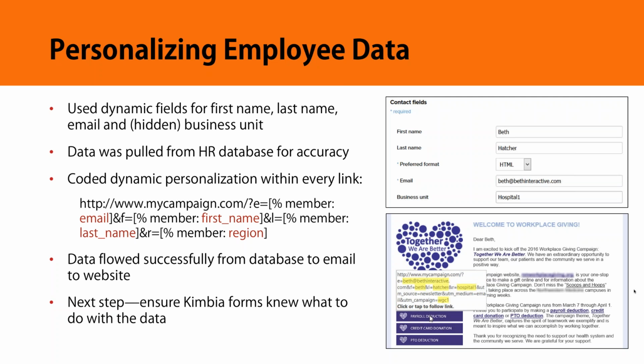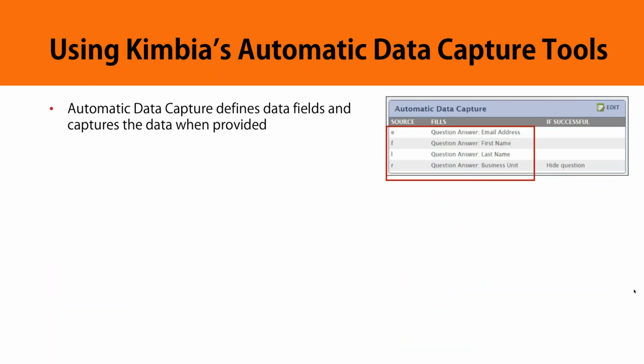But the next step for pre-filling is to make sure that Kimbia's forms know what to do with that data once they receive it. And that's where we get to the automatic data capture tools within Kimbia. I've attached a screenshot of this automatic data capture. You may have seen it if you use Kimbia within the Form Details tab and maybe not known what it meant. So this allows us to attach unique parameters. We created one for email, the first, last name, and the business unit, and it defines those data fields and then captures the data once it's provided.